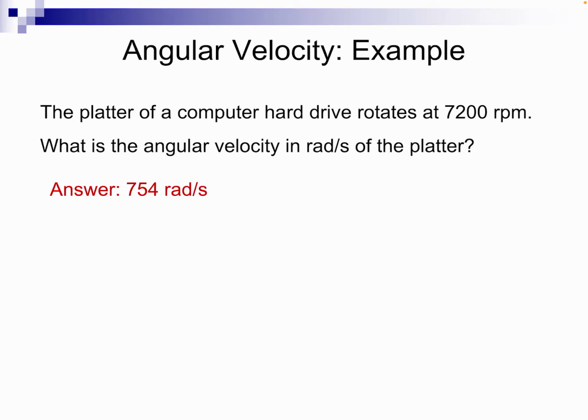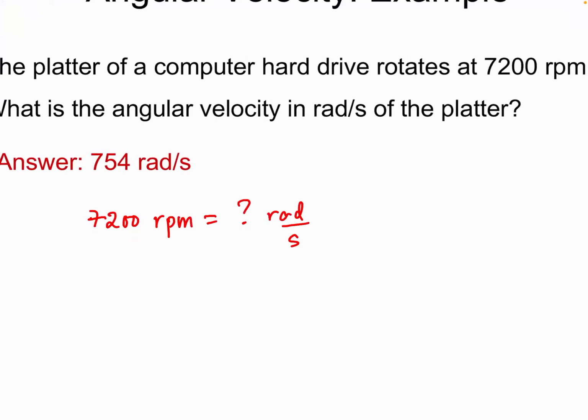This is actually just a conversion problem. So we want 7,200 RPM. How much is this in radians per second? So we know that, to convert something, we need conversion factors, right? So the conversion factors: 1 revolution is 2 pi radians. And of course, 1 minute is 60 seconds.